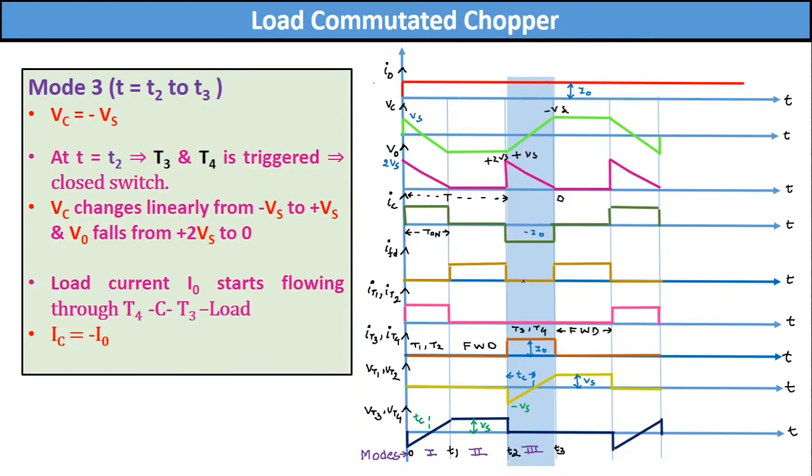The freewheeling diode is again off in the mode 3 operation, so the freewheeling diode current will be equal to 0. T1 and T2 thyristors will be off in the mode 3 operation, therefore the current through them will be equal to 0. Now the third thyristor and fourth thyristor are in conducting state. So as thyristor 3 and thyristor 4 are connected in series with the load, the current through them will be equal to the load current I0. Again, the voltage across thyristor 1 and thyristor 2 will be equal to minus Vs at time t is equal to T2, and they will become plus Vs at time t is equal to T3.